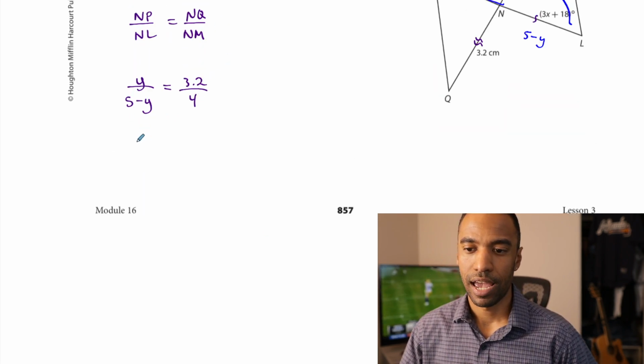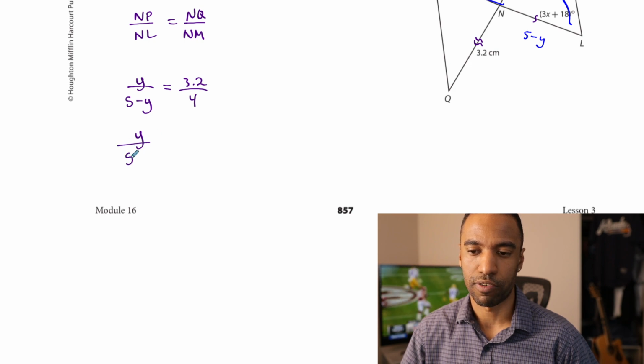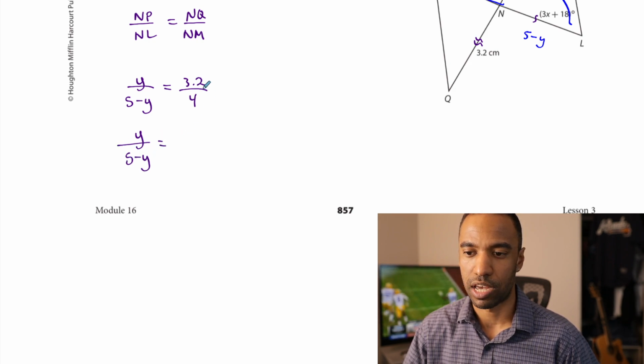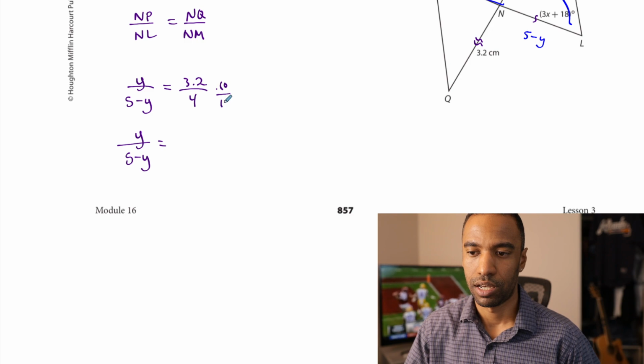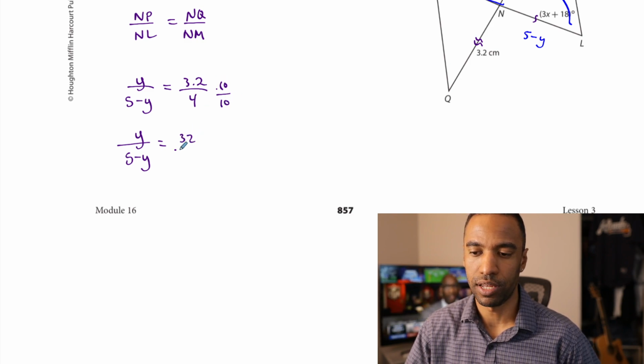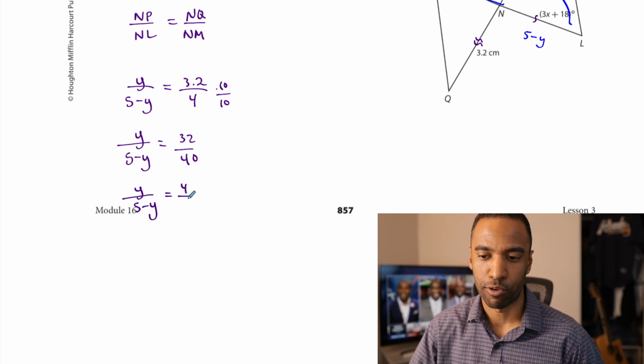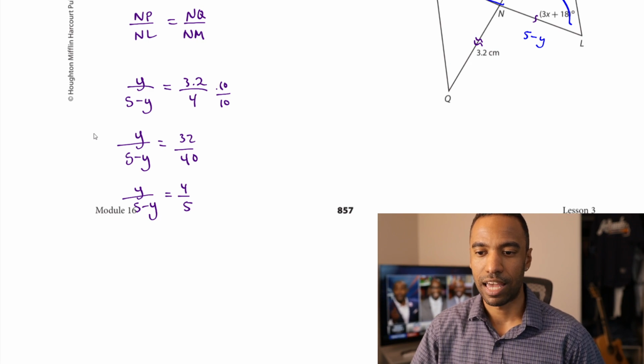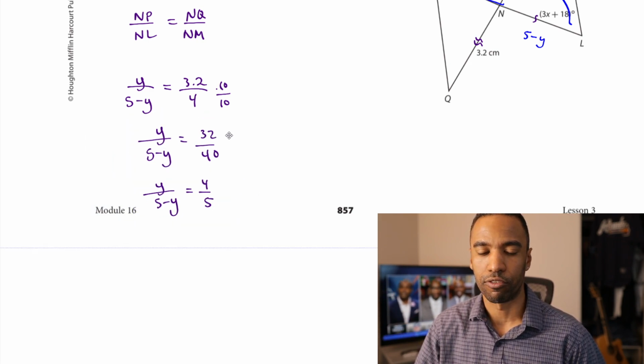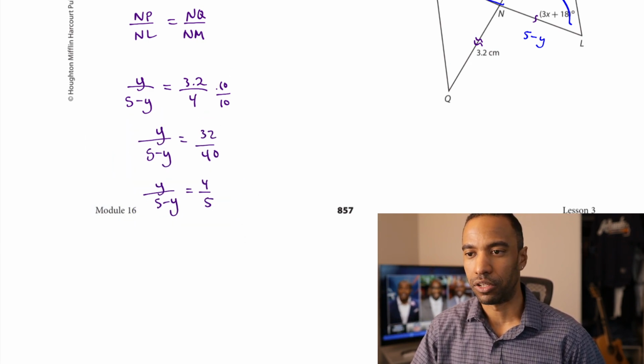3.2 over 4, as far as, I guess this isn't reduction, but as far as simplification goes, if I multiply top and bottom by 10, I'm going to shift the decimal, so I get 32 over 40. That's kind of nice, because I can then divide by 8 on top and bottom, and I get 4/5. There, I like that fraction a lot more than 3.2 over 4. Now I can have fun with a little cross multiplication.